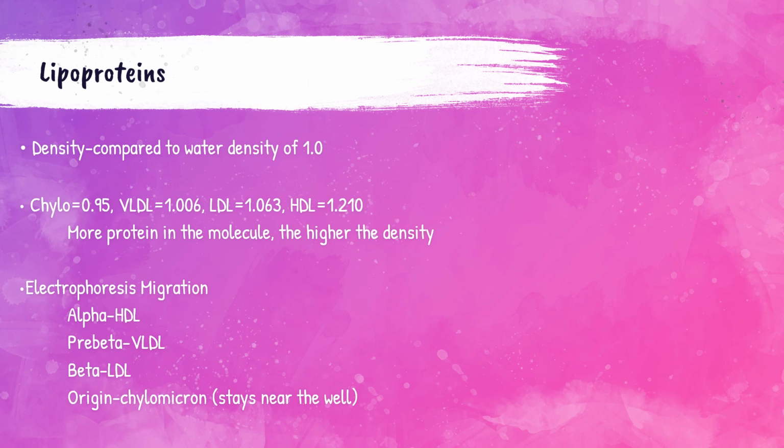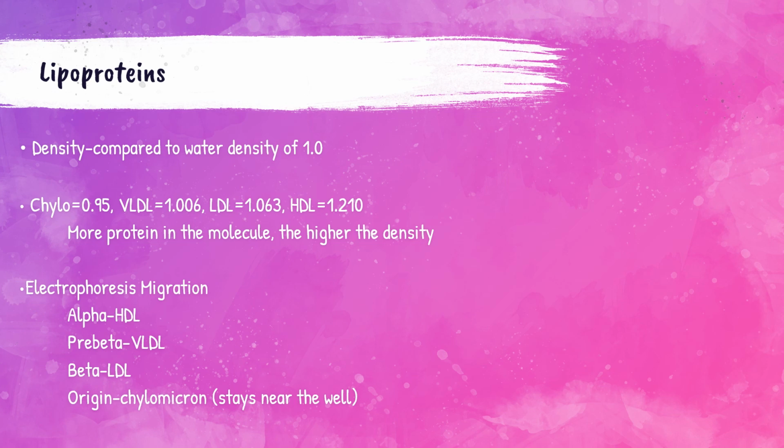So recall in the lectures on proteins and electrophoresis, and if you haven't watched that lecture already, please go ahead and watch it. It's also on my channel. So remember in that lecture that the migration areas on the protein electrophoresis are alpha, beta, gamma, etc.